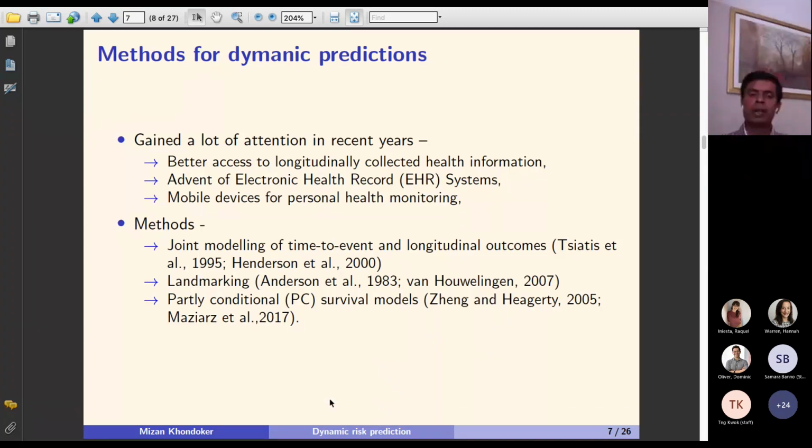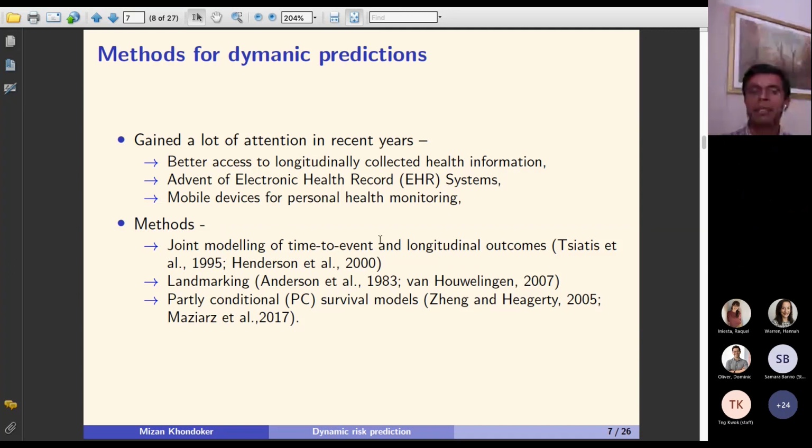Now, dynamic prediction has gained a lot of attention in recent years. This is probably due to better access to longitudinally collected health information. For example, due to the advent of electronic health record systems, and also easy access to mobile devices and different apps for personal health monitoring. We can personally collect lots of data about ourselves, right, using just a mobile device or our smart watches and mobile phones and so on. So longitudinal data is everywhere nowadays, and this makes dynamic prediction a very attractive method for risk prediction.